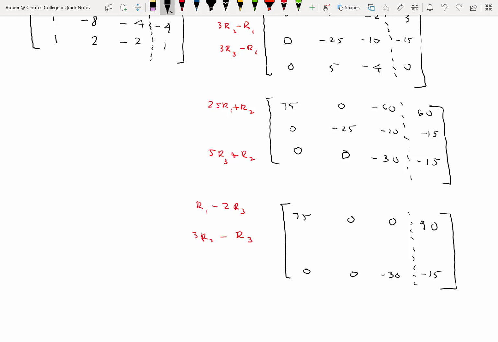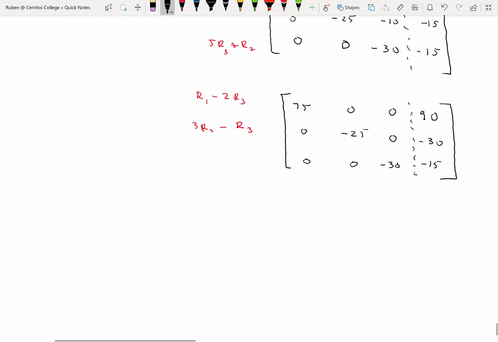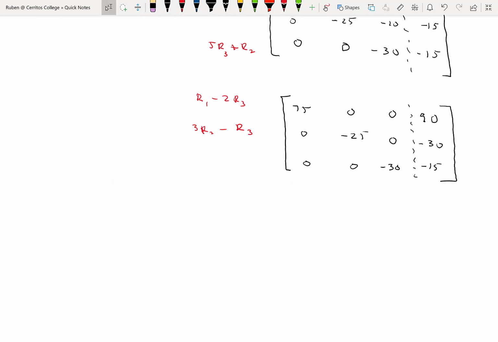3 row 2 minus row 3. No effect there. No effect for the negative 25. 3 row 2. 3 times negative 10 minus negative 30. That means plus 30. That's 0. That's what I wanted. And the 3 row 2 minus row 3: 3 times negative 15 is negative 45. Take away negative 15, so really plus 15, is negative 30. This is what a computer is doing very, very quickly.